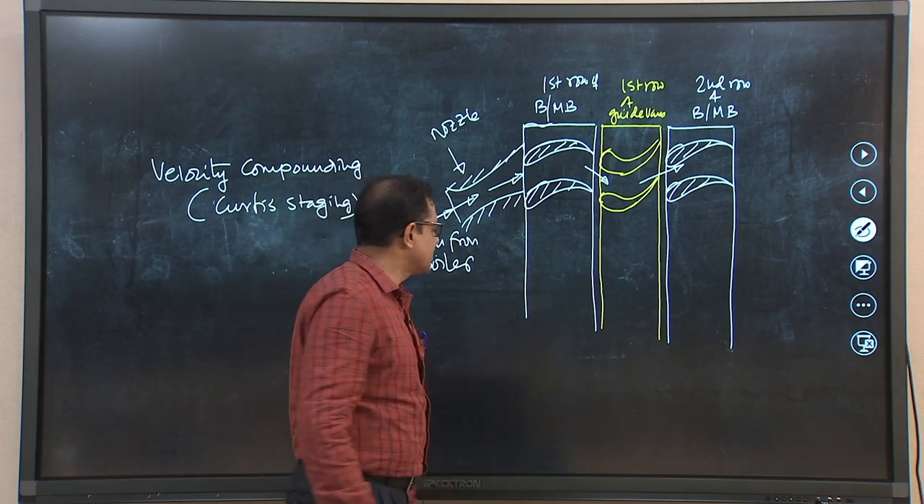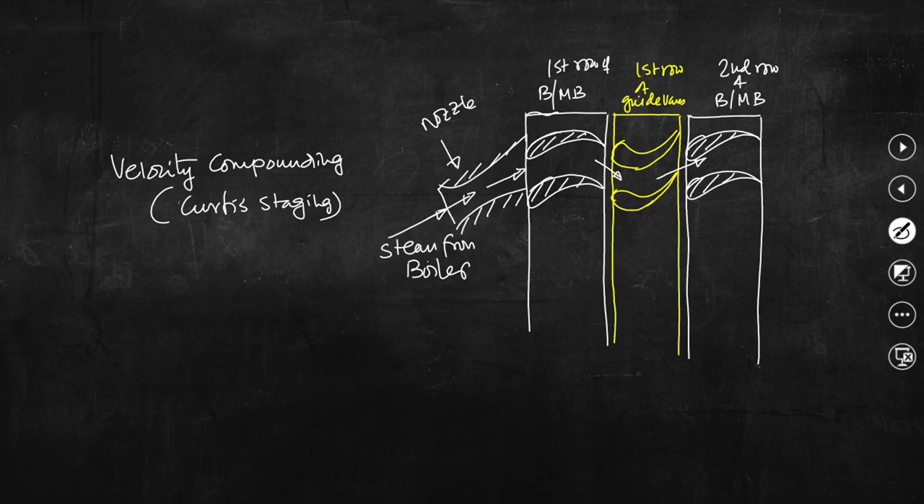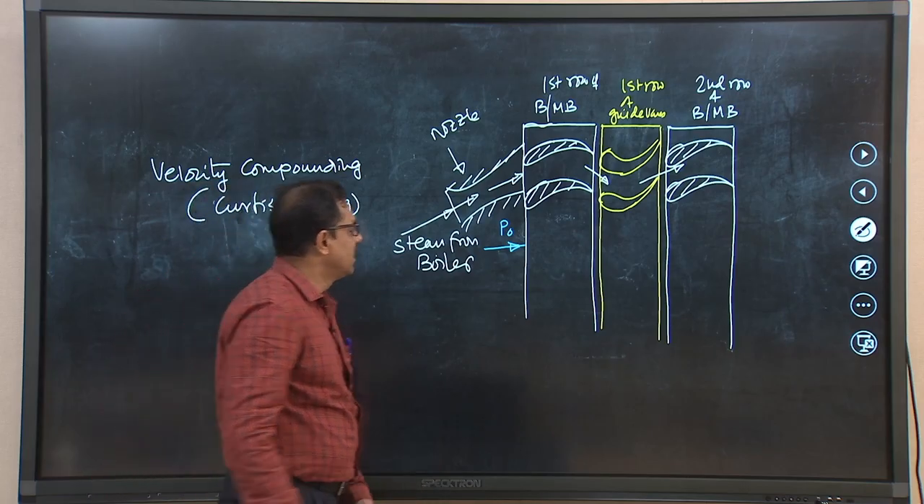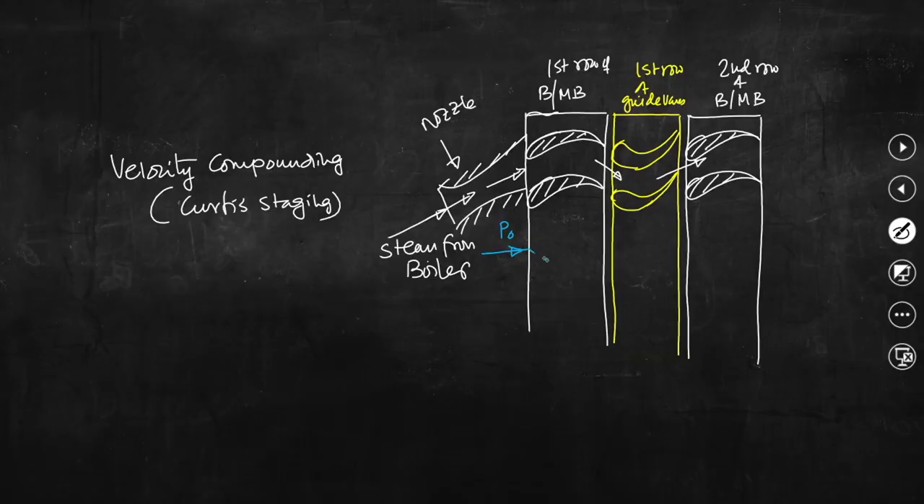Now let us draw the pressure velocity diagram. The pressure of the steam which is coming out from the boiler and entering into the nozzle is very high, and the total pressure drop will occur inside the nozzle only, and the pressure will remain constant thereafter. So this is P equal to constant. This is P1, this is P2, like this.